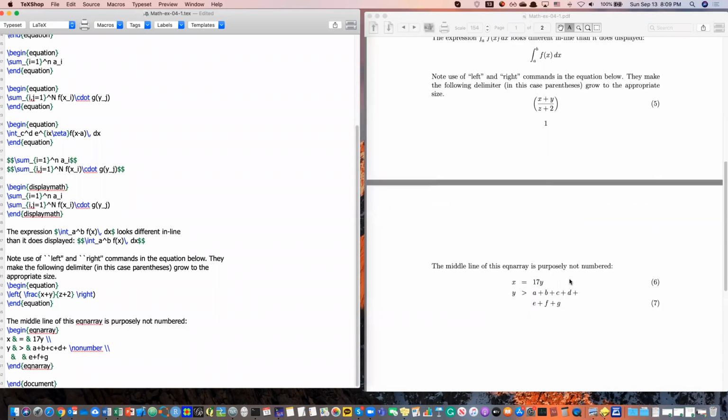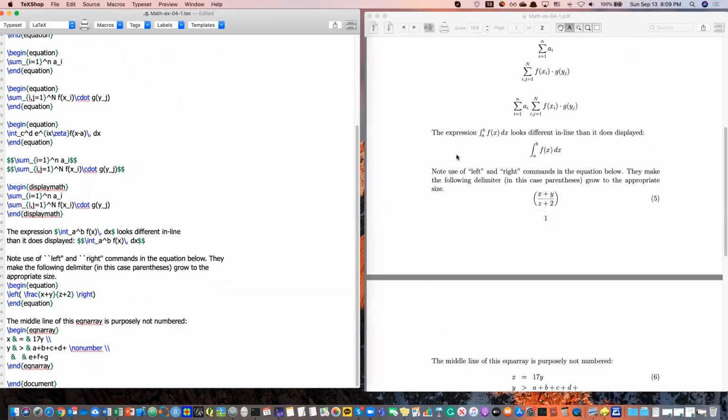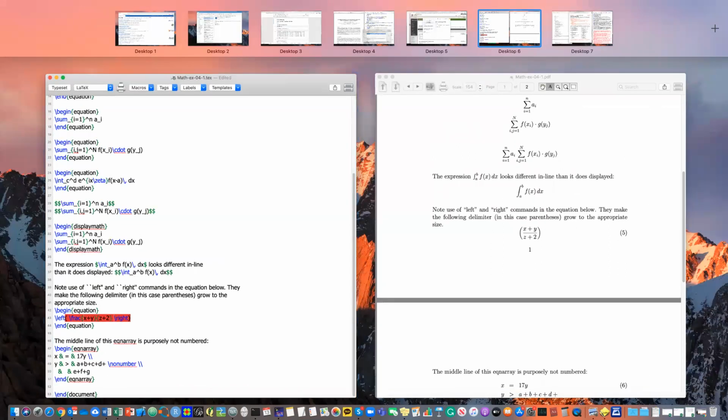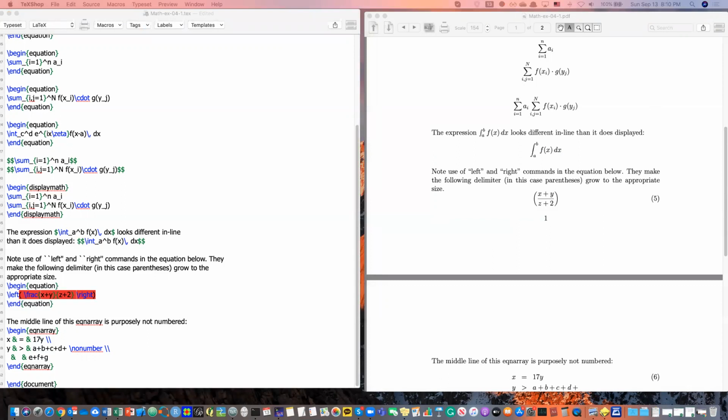Now next one, and also here's a note. Use of left and right commands in the equation below. They make the following delimiters, so in this case parentheses grow to the appropriate size. So how can we do that? We use this command, backslash left and then backslash right. When you look at the lecture slide, you see all different types of parentheses and brackets, but we're going to learn that.